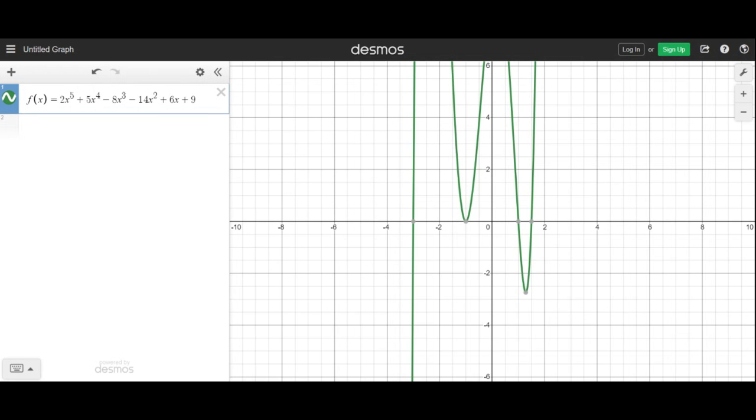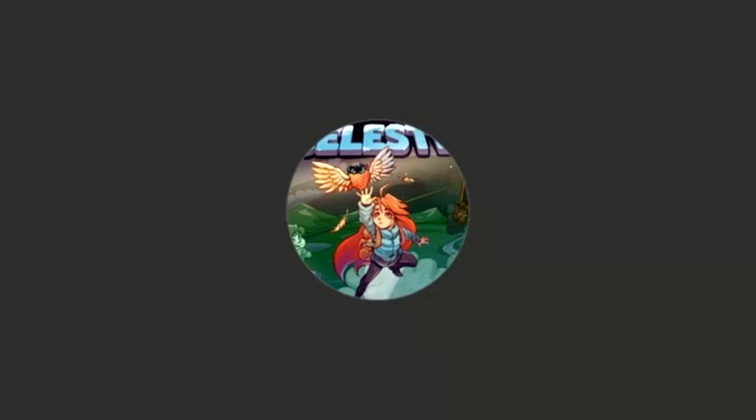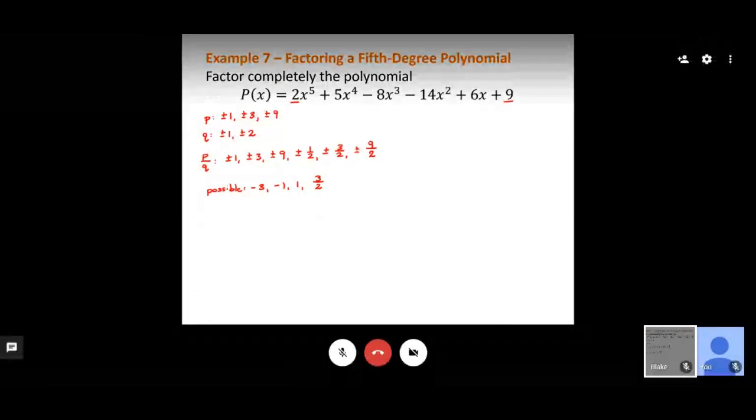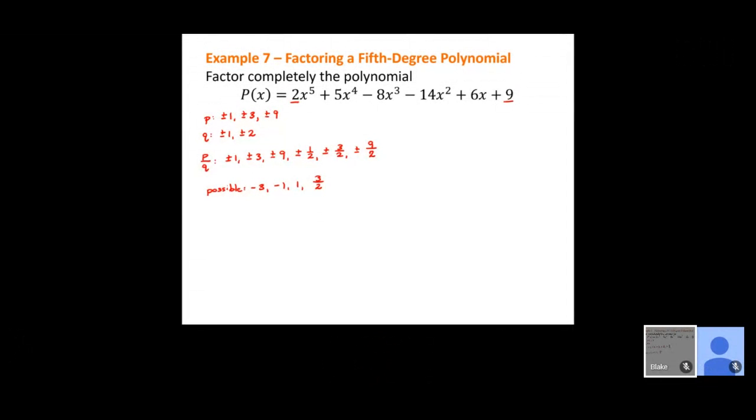All right, so now let's go back. Let's actually test these and see which ones actually work now. So we said -3 looked like it could work. I'll put -3 in my box. Coefficients here, we're not missing any terms. So we've got 2, 5, -8, -14, 6, and 9.